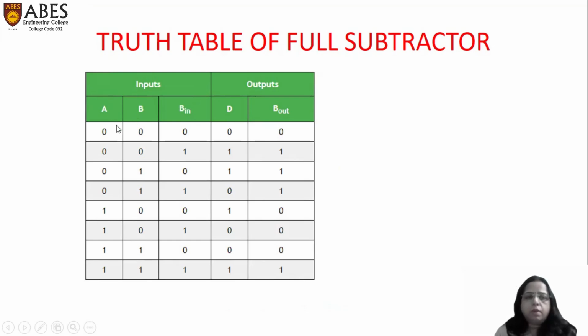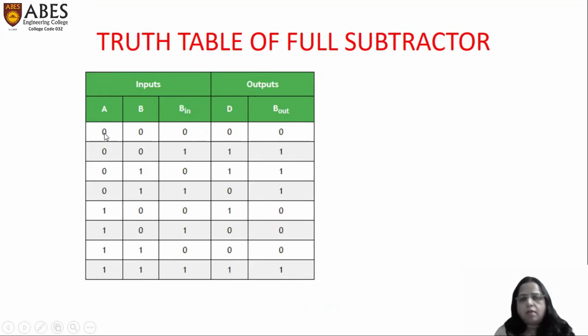So the truth table will comprise the three inputs, that is A, B and B in. We can consider B in as the input borrow, or the third bit of the subtractor, and D as the difference and B out as the borrow output of the full subtractor.